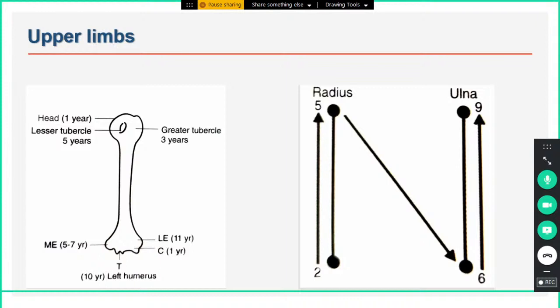Now I have made a schematic diagram of radius and ulna, where the arrow is going up, then diagonally, then again up. It forms the shape of an N. So lower end of radius appears at 2 years of age. Then follow the arrow: upper end of radius 5 years, then lower end of ulna 6 years, then 9 years upper end of ulna. This is only a memory aid.